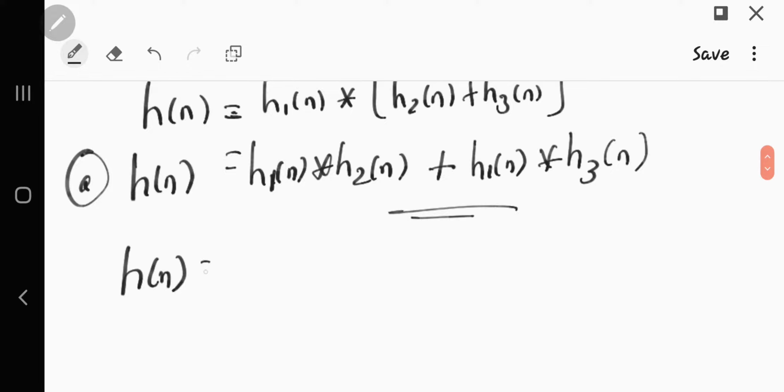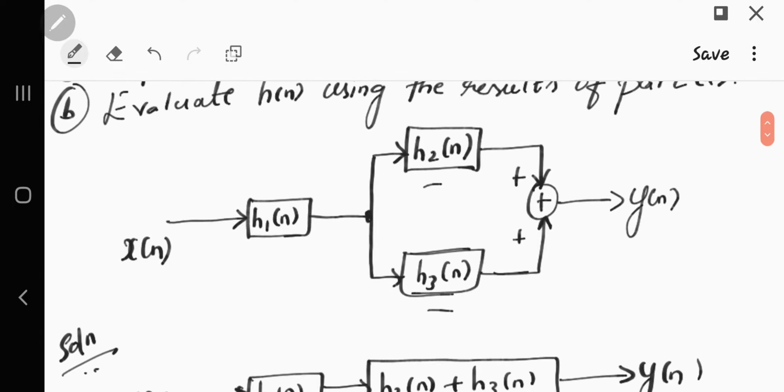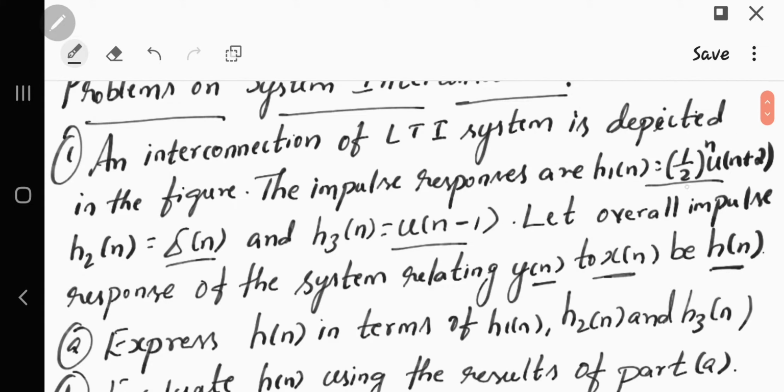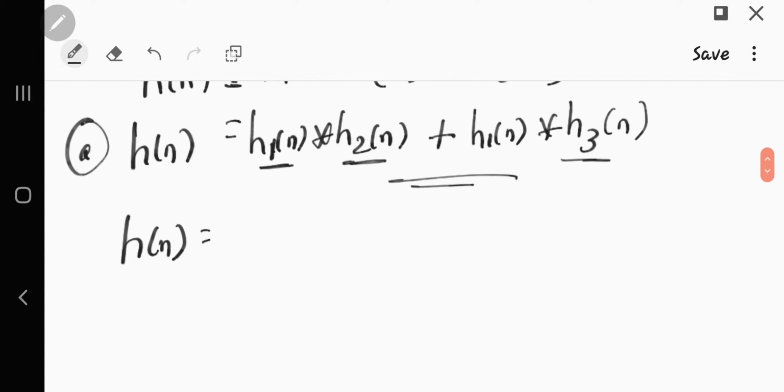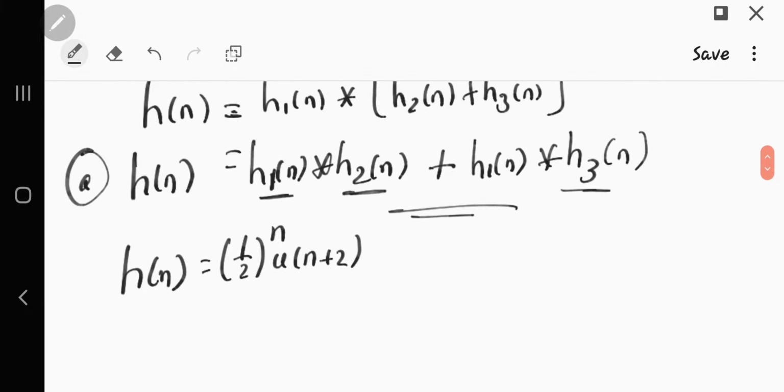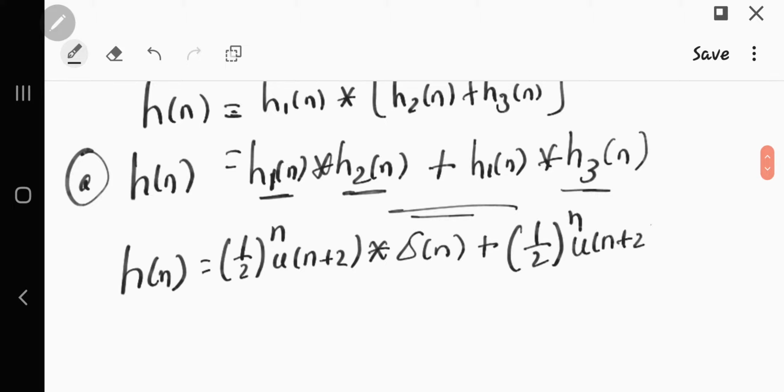So let's substitute the values of h1 of n, h2 of n and h3 of n here. h1 of n is 1 by 2 to the power of n, u of n plus 2, h2 of n is delta n and h3 of n is u of n minus 1. So h of n is 1 by 2 to the power of n, u of n plus 2, convolved with delta n, plus again 1 by 2 to the power of n, u of n plus 2, convolved with u of n minus 1.